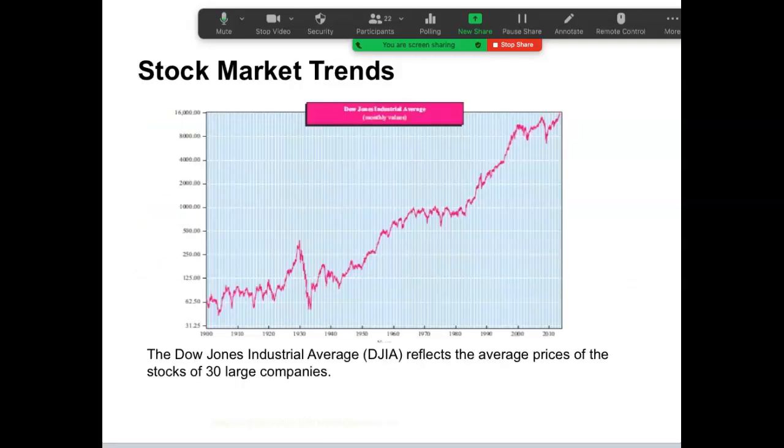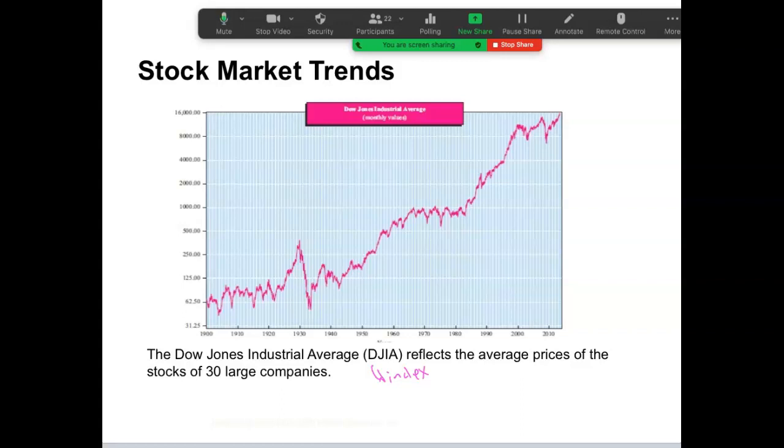Okay, so stock market trends. We'll talk a little bit about the stock market. I'm not going to go too in depth here. But the Dow Jones Industrial Average, this is an index. Remember what an index is. An index is a single number that's meant to summarize some system. In this case, the Dow Jones Industrial Average is the average prices of stocks of what are the 30 largest companies for that day. And so it really represents kind of how the market is doing overall.